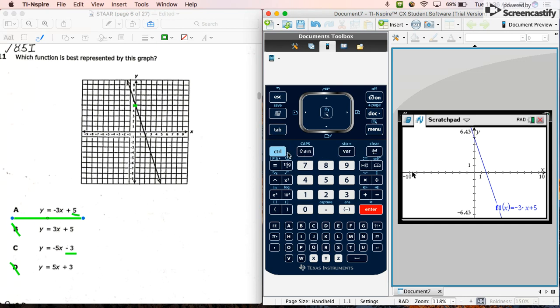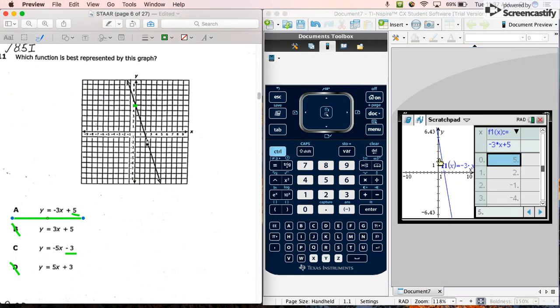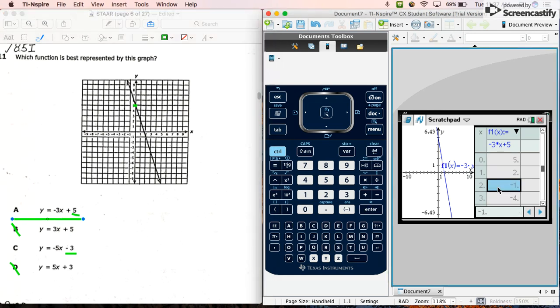So the next thing I'm going to do is bring up a table. So I'm going to push Control T. I'm going to go to where my y-intercept is, which is going to be an x value of 0 and a y value of 5. So far, so good, it matches, okay? The next thing I'm going to do is see if I have another perfect point. And I do have another perfect point. If I look right here, there's a perfect point. That perfect point is going to be at 2 and negative 1. So if I go to where x is 2, y should be negative 1, and it is.